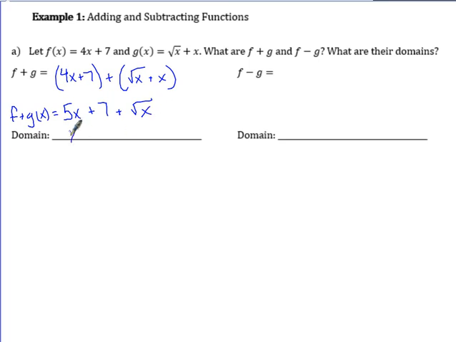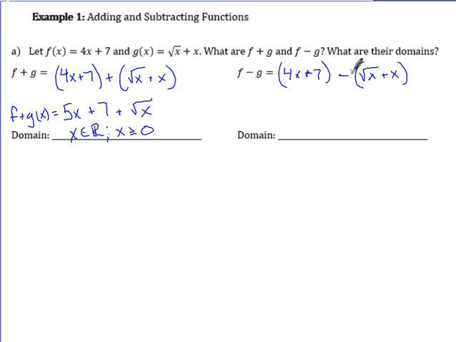So we would say that x is an element of the real numbers where x is greater than or equal to 0, because no negative numbers would go in there. Okay, here, same thing, we're going to do f minus g. So I'm going to do 4x plus 7. That's my f. All right, and that's going to be minus the square root of x plus x, because that is my g, f minus g.